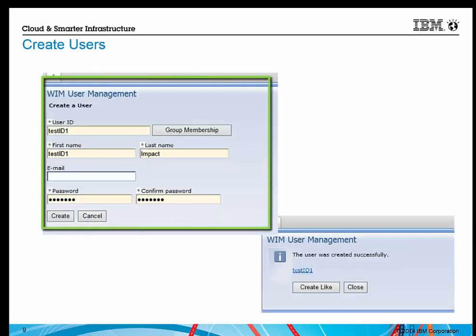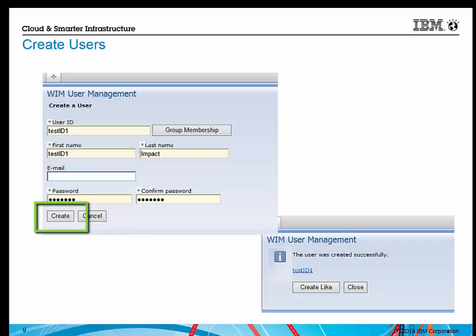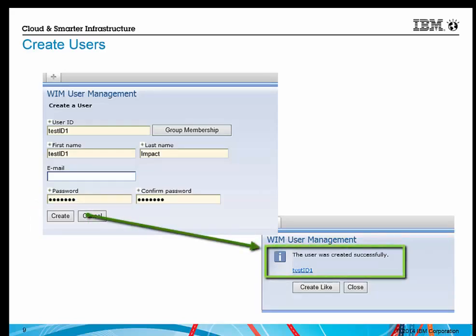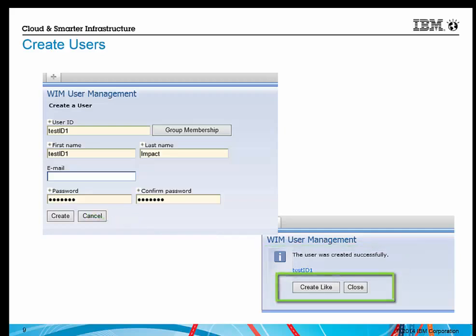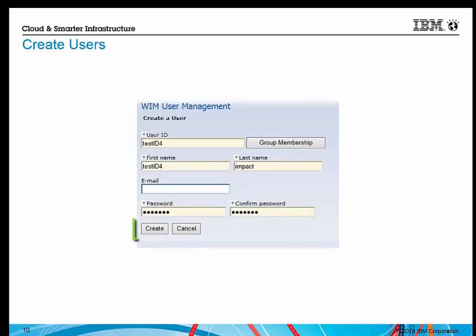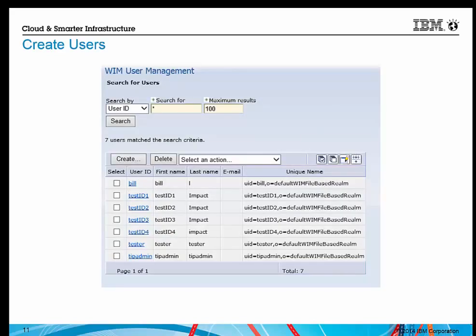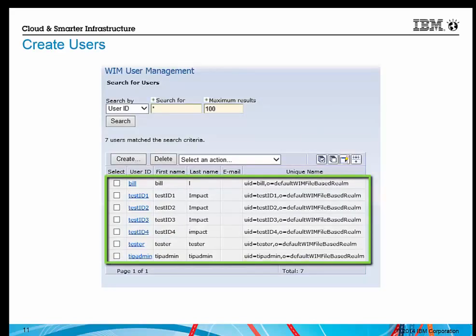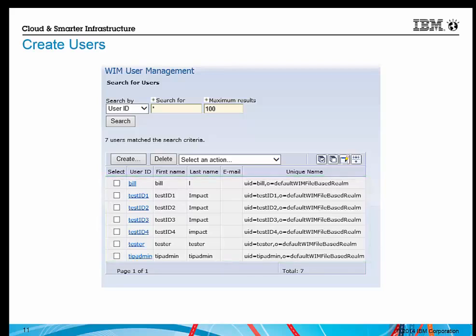So here you can see I filled in the first user ID's information, Test ID 1, first name, last name, and entered the password. And then I'm selecting Create. The user is successfully created. From here, you can create another similar user or close. I selected Create Like to create a second user's information and clicked Create and then Close. You can see the list of users has grown. Not only is there Test ID 1 and Test ID 4, but I also added Test ID 2 and 3.